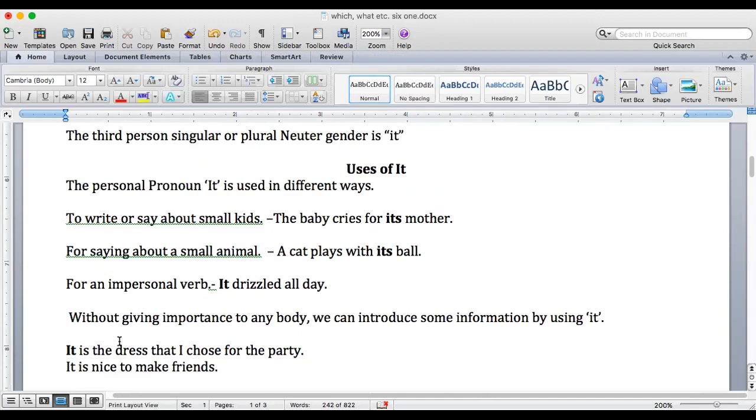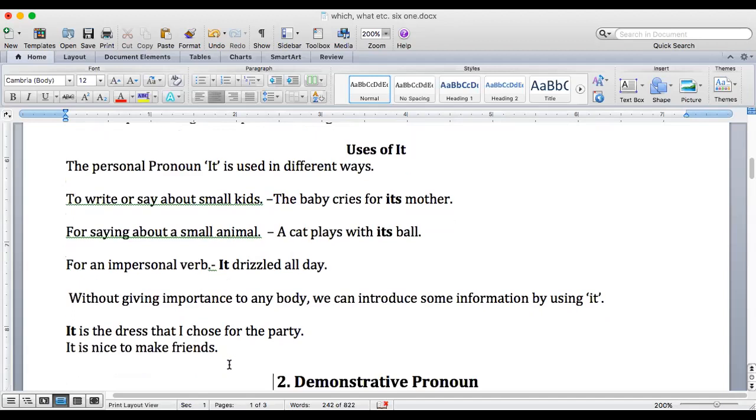It is the dress that I chose for the party. So it is not something very specific. Or it is nice to make friends. So we're using it in different ways to indicate impersonal. That means it's impersonal. So when you're talking about these things, it's the impersonal uses of it.